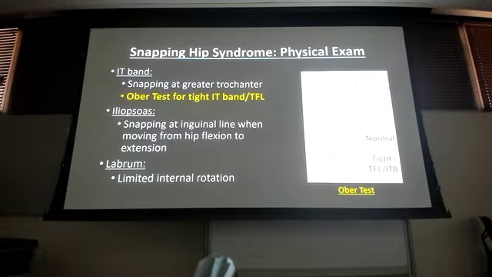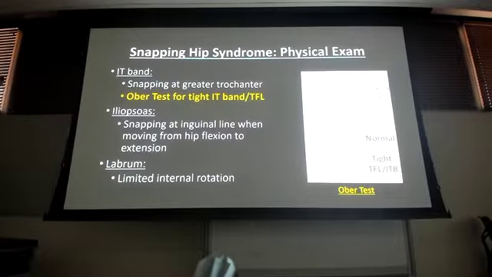Then you have psoas, you have snapping at the inguinal line again when moving from hip flexion to extension. So are you going to ask Mr. Bishop to sit down and get up, sit down and get up, sit down and get up? He'll do it, as he demonstrated. Thank you, sir. He's too excited. All right, he'll do it.